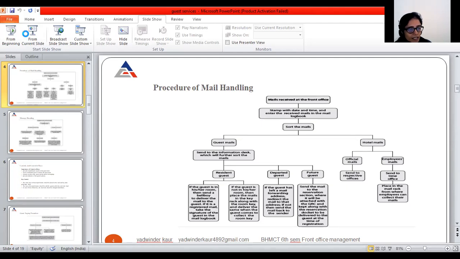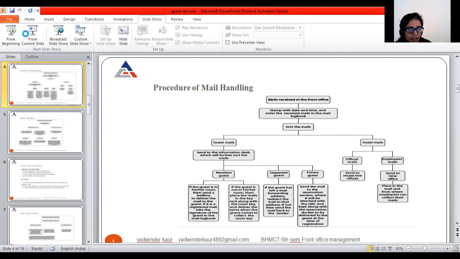So, the departed guest. If the guest has left a mail forwarding address, redirect the mail to that address. If not, then send the mail back to the sender.